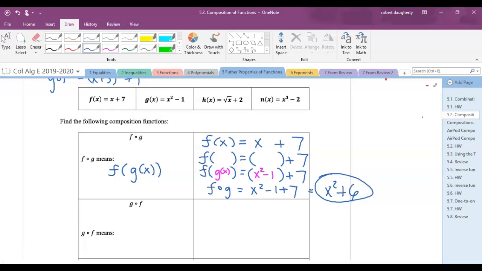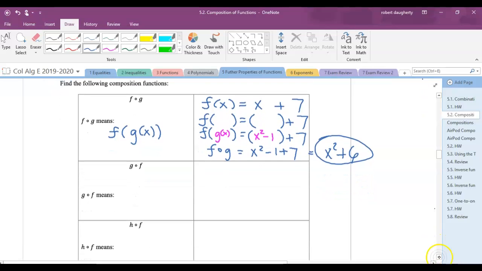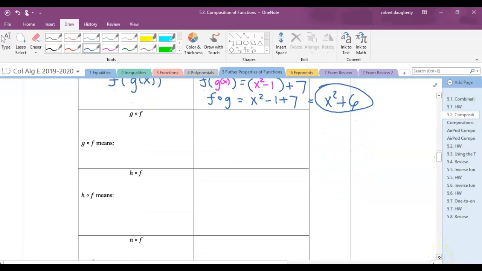You can do that. You can call it fog or goff or whatever. Of course, I made the mistake my first year of f composition K, so I try not to do that one. Anyway, we'll move on.